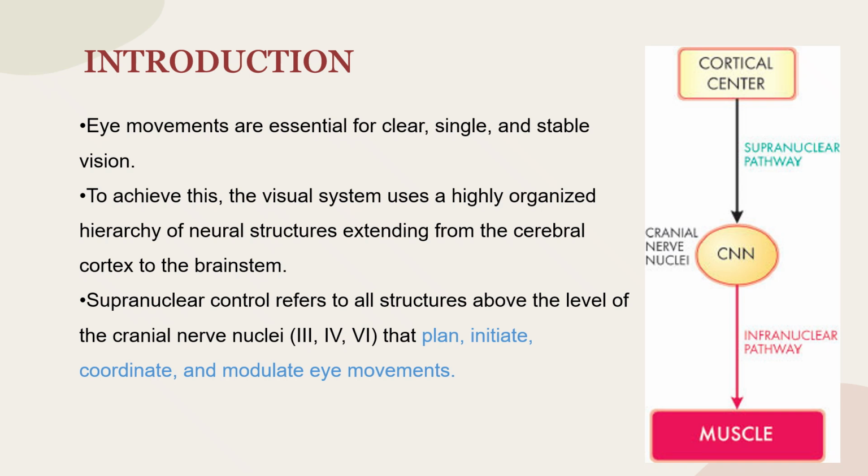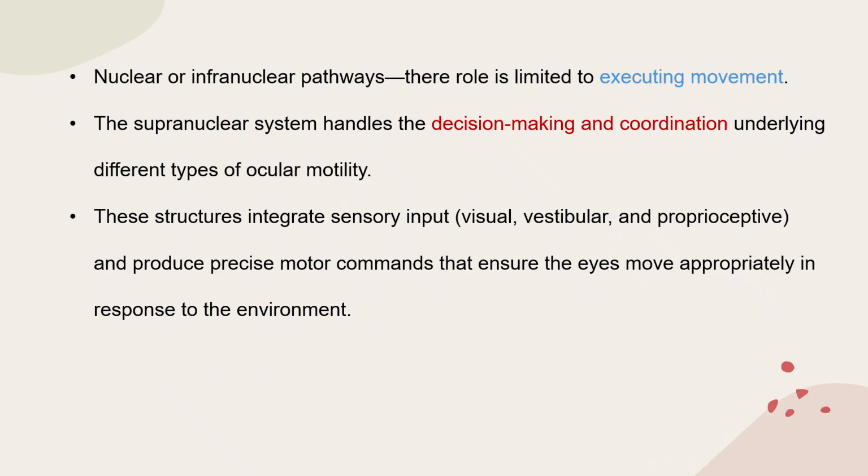and the cranial nerve nuclei we are going to study for eye movement are the third nerve nuclei, fourth nerve nuclei, and sixth nerve nuclei. The function of the supranuclear control is to plan, initiate, coordinate, and modulate the eye movements, while the role of the nuclear or infranuclear pathways is limited just to execute the movement. The supranuclear system handles the decision making and coordination underlying the different types of ocular motility. These structures integrate sensory input from the visual, vestibular, and proprioceptive systems and produce precise motor commands that ensure the eyes move appropriately in response to the environment.